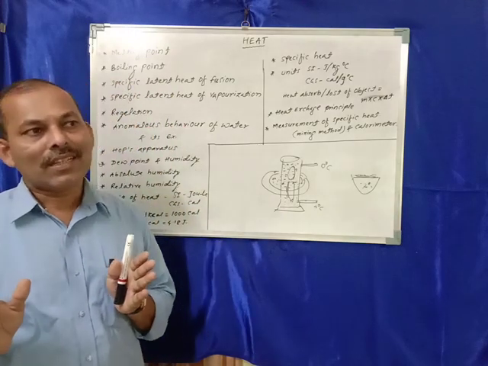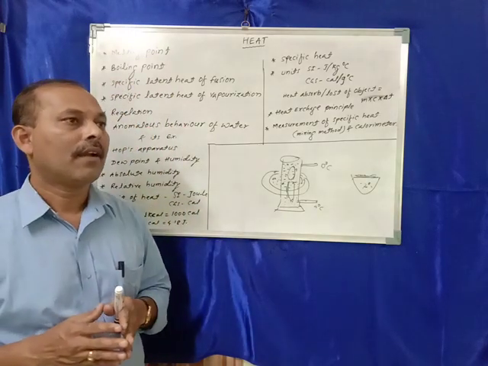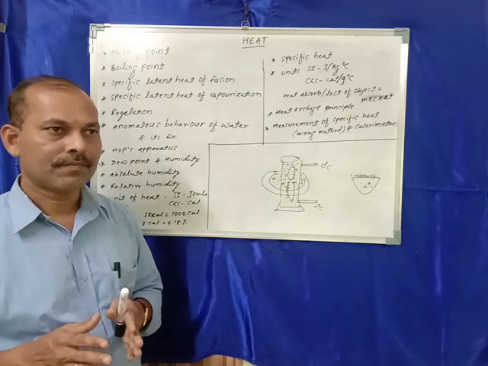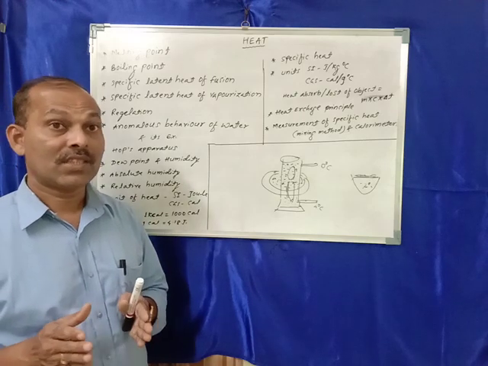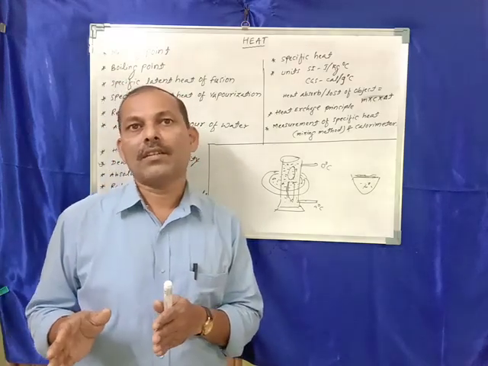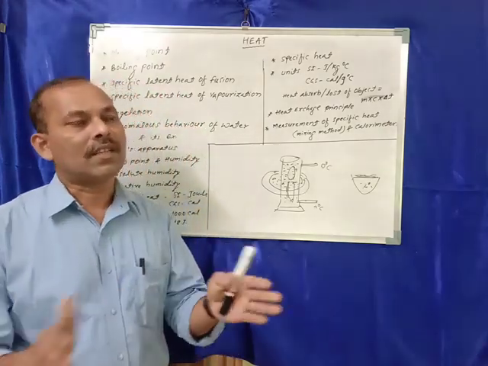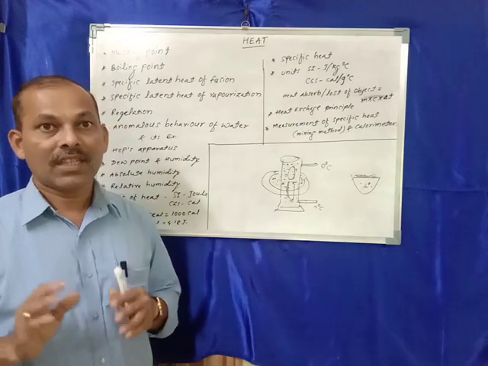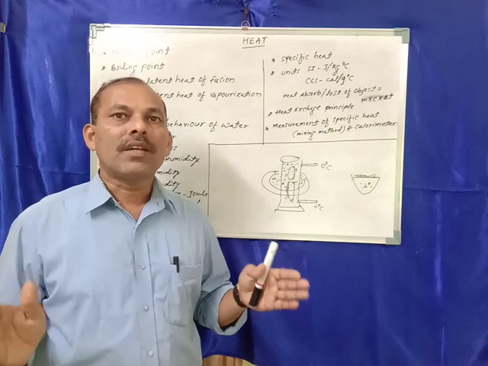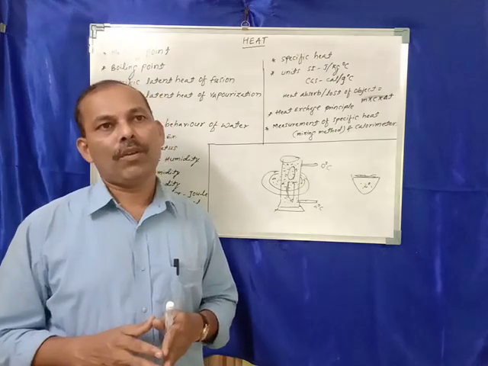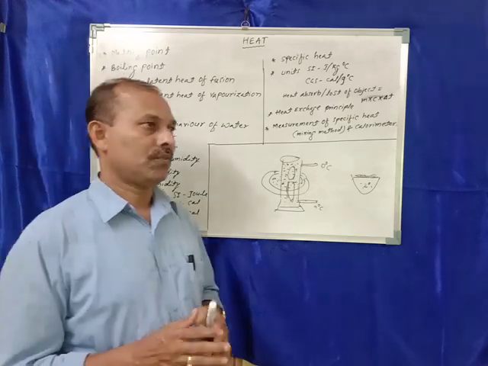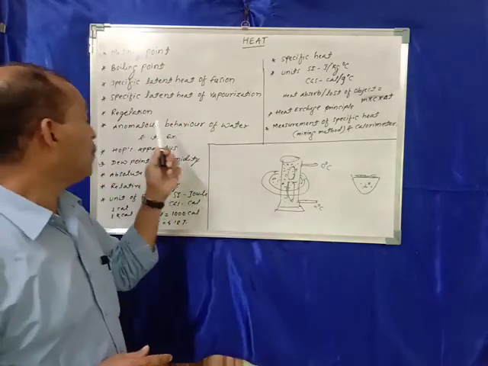Suppose unsaturated air at a certain temperature is taken, and its temperature is decreased. The temperature is reached at which the air becomes saturated with vapor. This temperature is known as dew point. What is dew point?